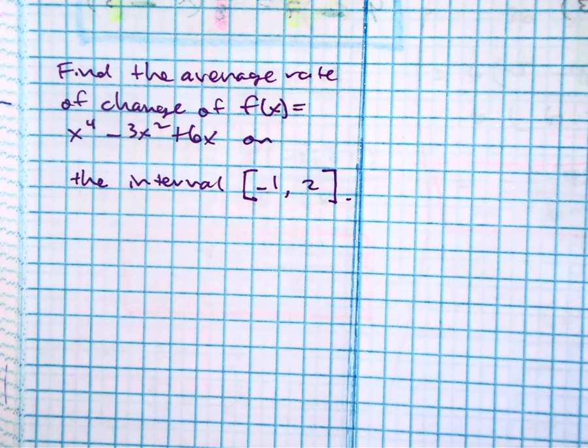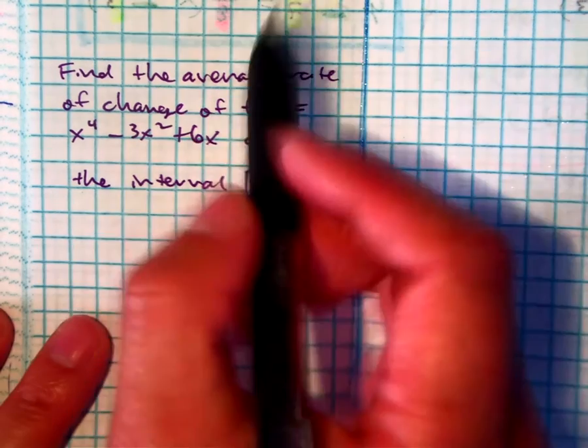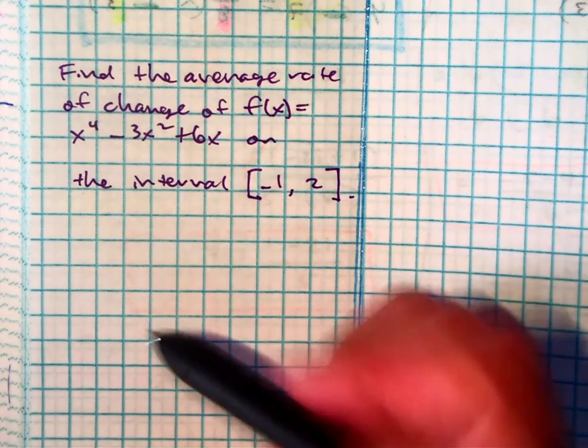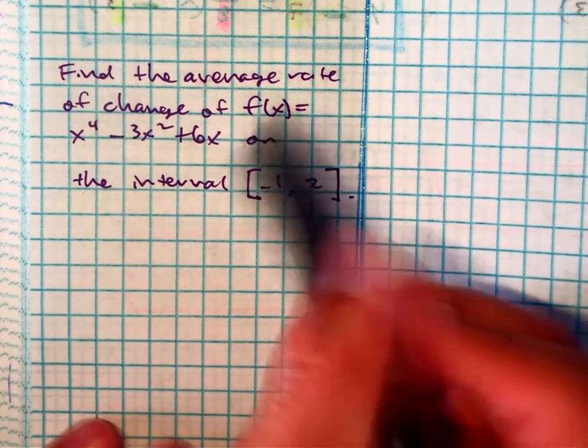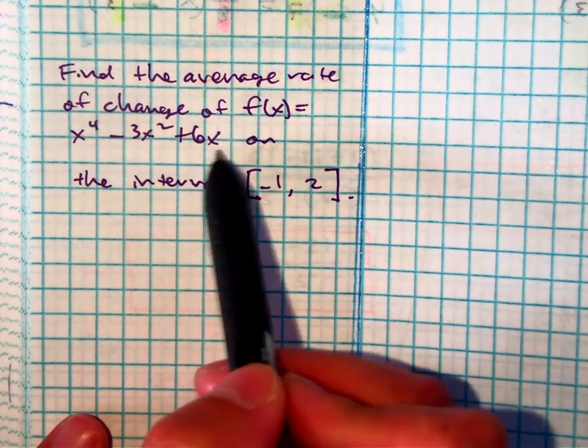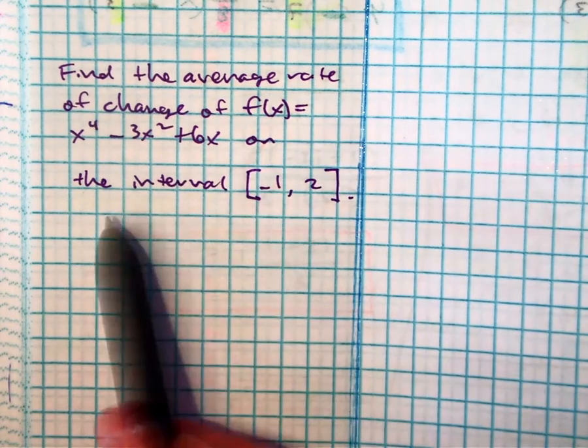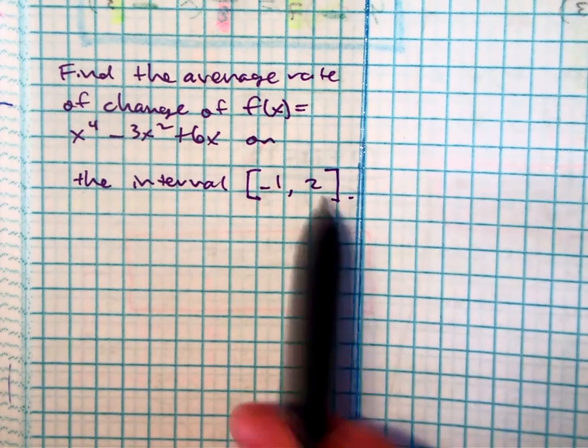Alright, and this problem tells us to find the average rate of change. So when you think of average rate of change, you can think back to an easy idea like slope, like we've just been practicing, of the function f of x equals x to the fourth minus 3x squared plus 6x. But here's something that's different. It's on an interval from -1 to 2.